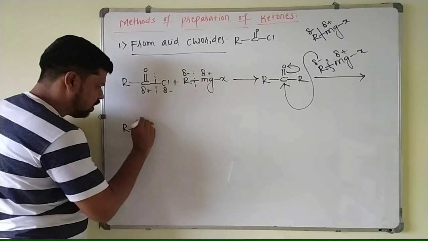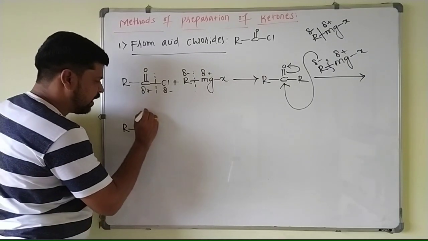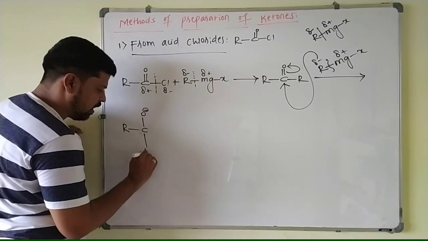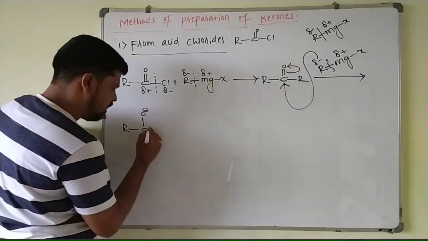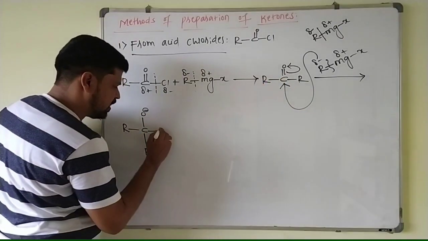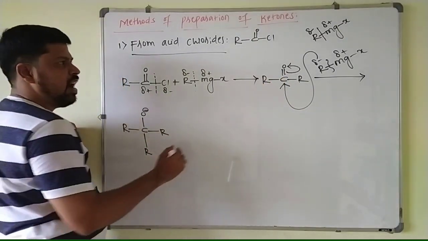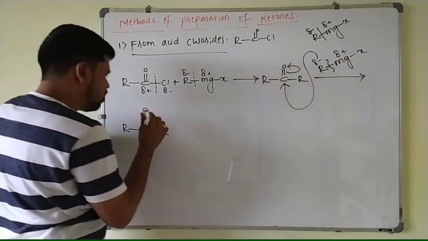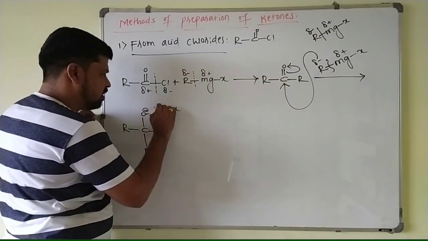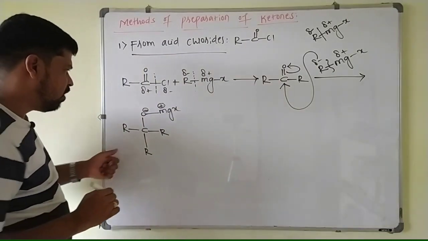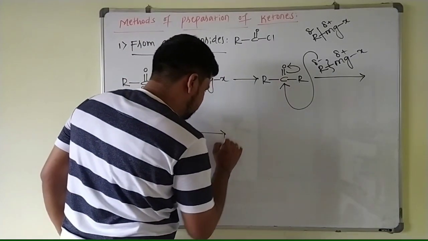R C oxygen with a negative charge, and here that alkyl group is attached from the Grignard reagent. This alkyl group is attached here, and already this alkyl group is there, that is written as it is. And this positive part is attached to the oxygen. This is MgX, the positive part. Okay. Now this upon hydrolysis.